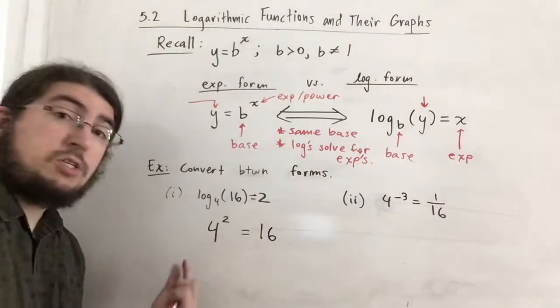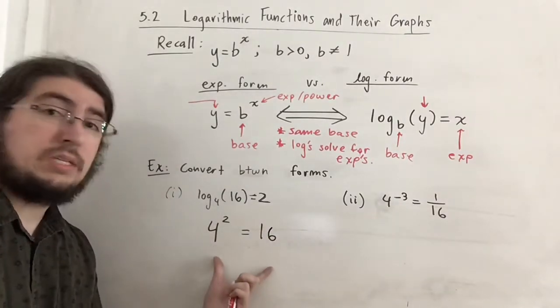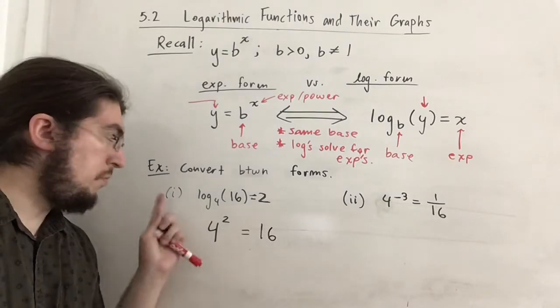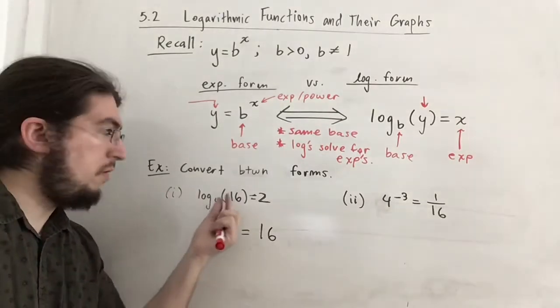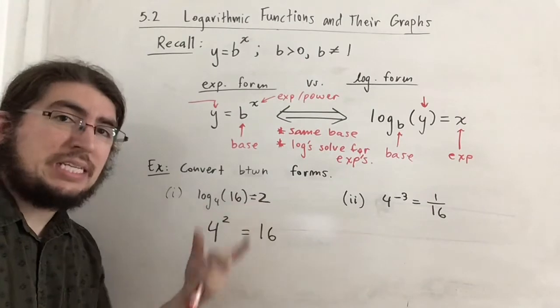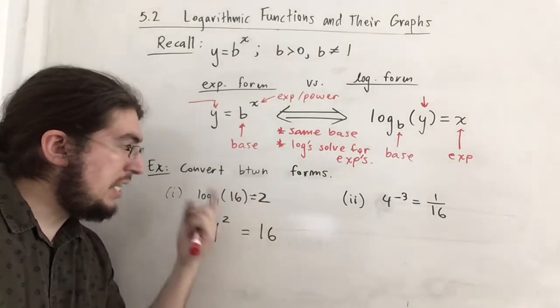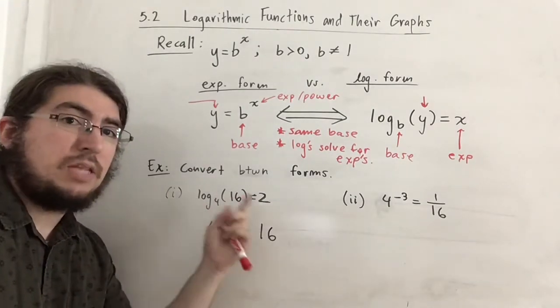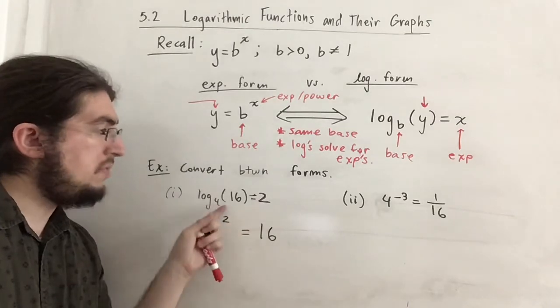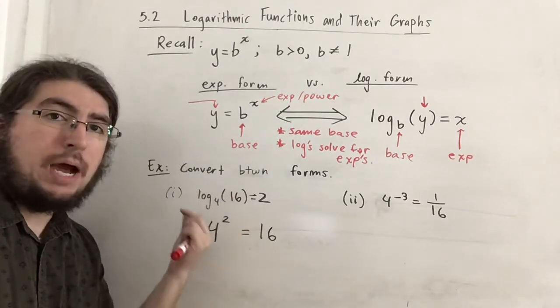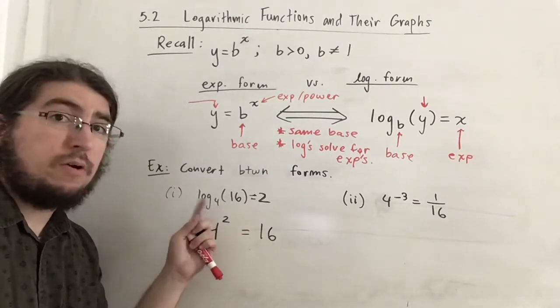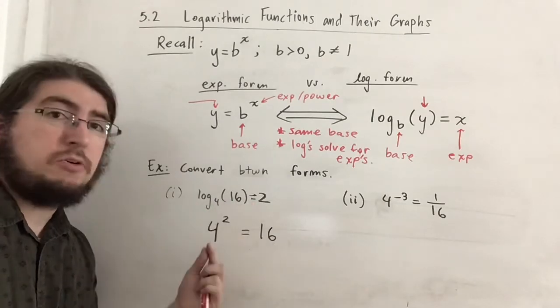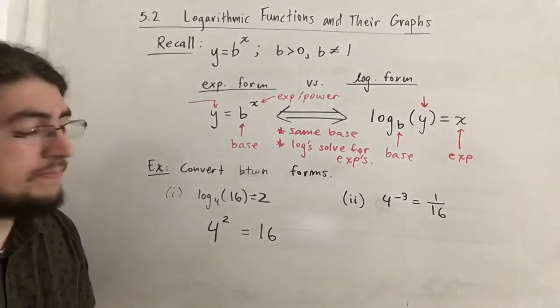And this is certainly true. 4 to the 2 is equal to 16. So that's what log base 4 of 16 equals 2 says. It says that the inside is the base to that power. So log base 4 of 16 asks the question, what power of the base 4 will give you 16? And the answer is 2, because 4 to the 2 is 16.